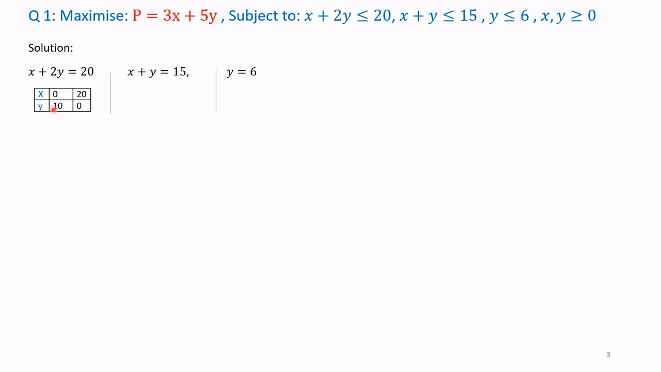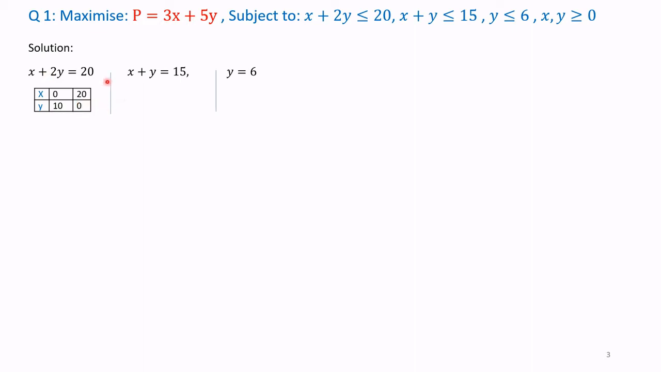In the next step, we put y is equal to 0 in this equation. So if you put y equal to 0, then x plus 0 is equal to 20. Therefore, x is equal to 20. So we start with x is equal to 0 and find y. And then we go to y is equal to 0 and find x. So x and y of this line equation have been found.